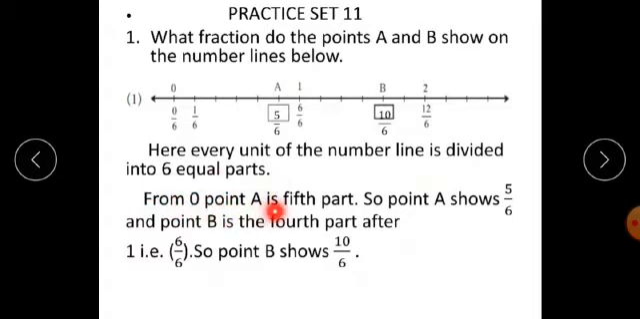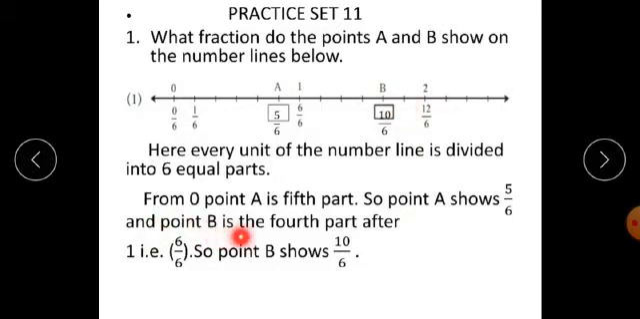From 0, this is point A, and if you count the parts 1, 2, 3, 4 and 5th part, therefore from 0, point A is the 5th part, so point A shows the fraction 5 upon 6. And if you count from 0, the point B is 1, 2, 3, 4, 5, 6, 7, 8, 9 and 10.